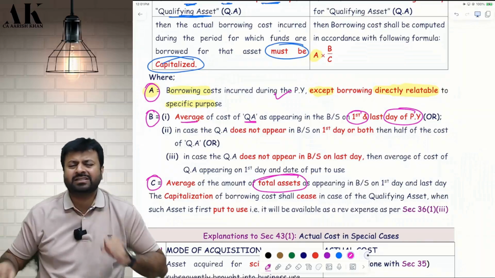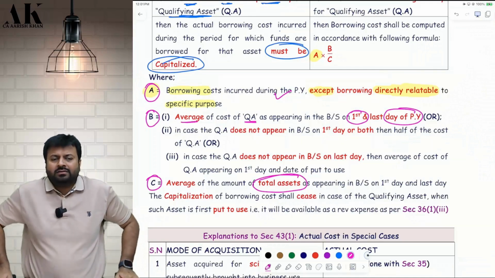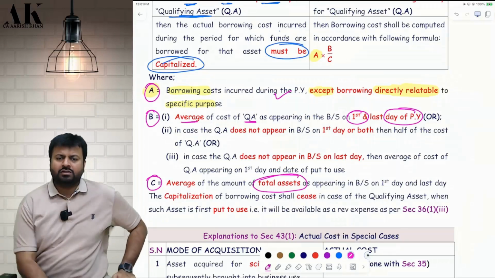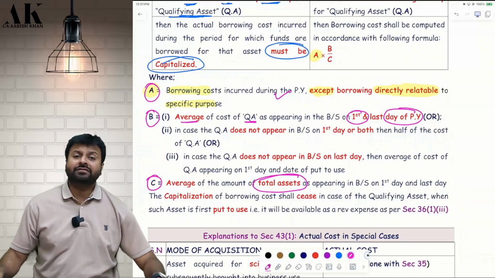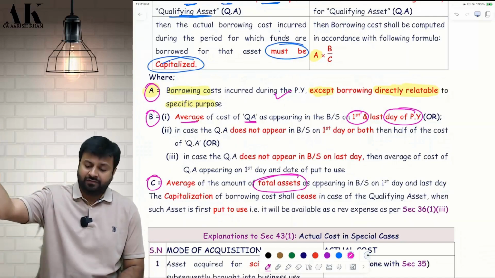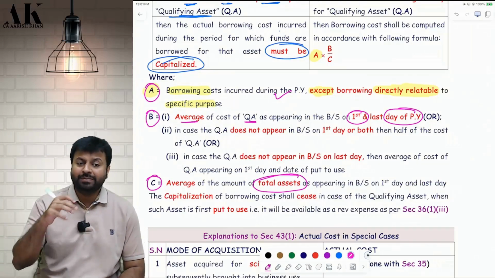Are you clear or not? Very logical, right? But what if the qualifying asset is not there on the first or the last day? Then what has to be done? Then B2 and B3 will be relevant for us.